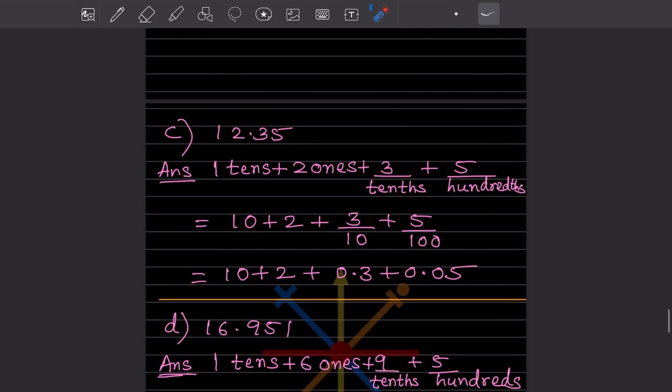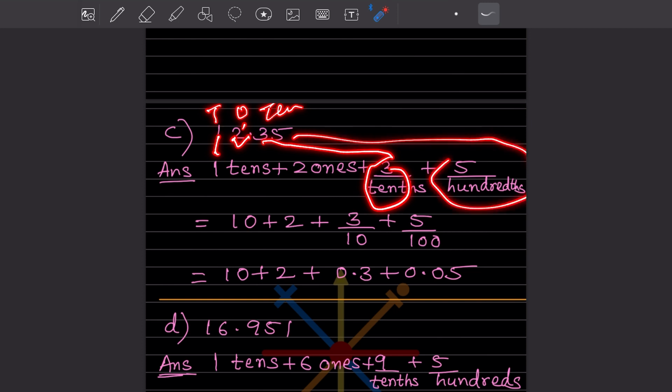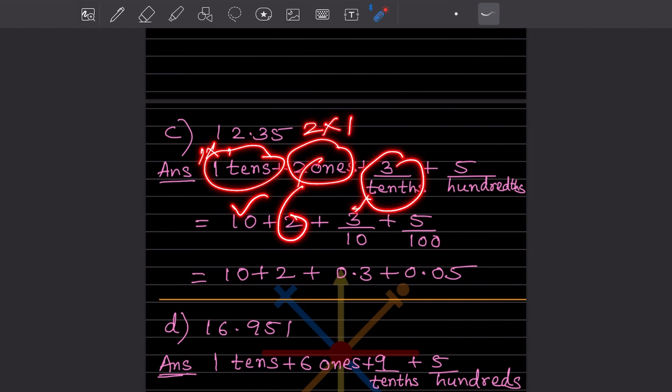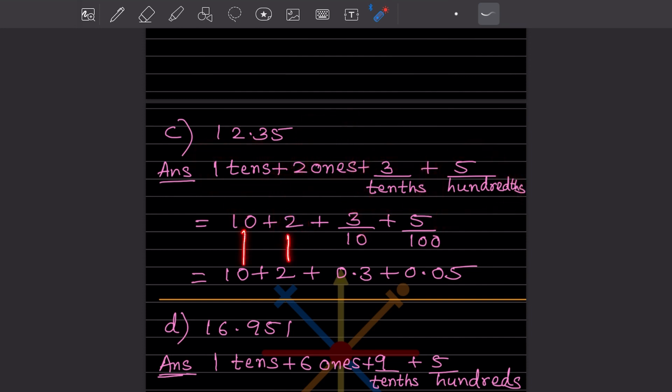Now same over here. This is the ones, tens, and this is the tenths and hundredths. So 1 ten, 2 ones, then 3 tenths, and 5 hundredths. So 1 tens, 1 into 10, that will be 10. 2 ones means 2 multiplied by 1, that is going to be 2. So this is 3 by 10 and this is 5 by 100. So 10, 2, 3 by 10 means 0.3, 5 by 100 means 0.05.